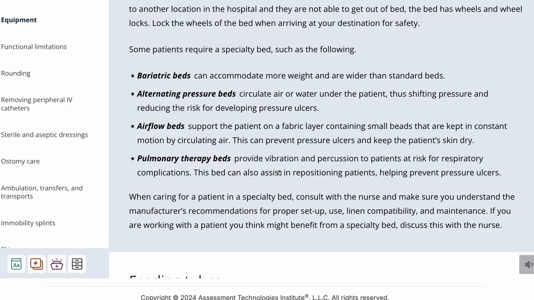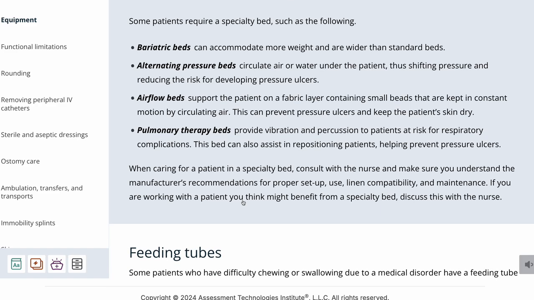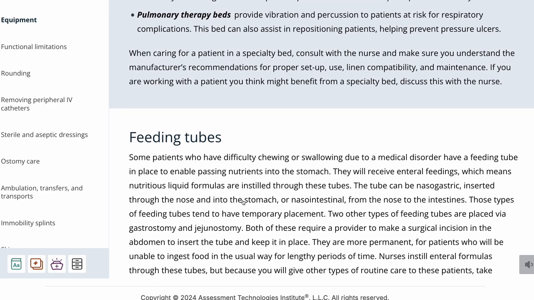They're really cool to see too. The patients don't like them because it's like a beating in the back, but it's very good for their lungs. So those are some different types of beds you might see.